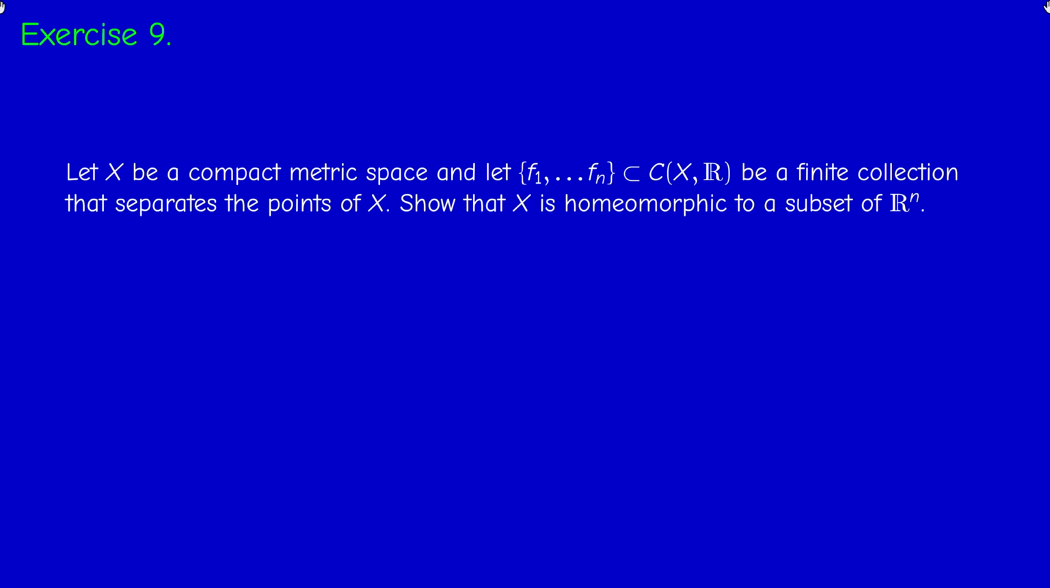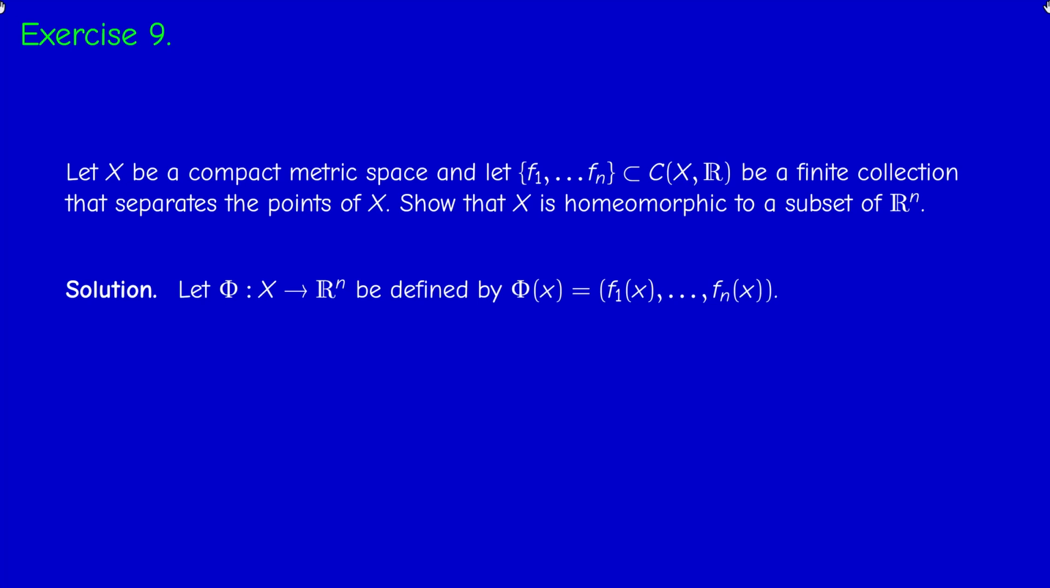We have a compact metric space X, and we suppose that a finite collection of continuous functions separates the points of X. We have to show that actually X is homeomorphic to a subset of Rn. Okay, so this is a really extreme case, because usually we need an infinite collection that separates the points of X.